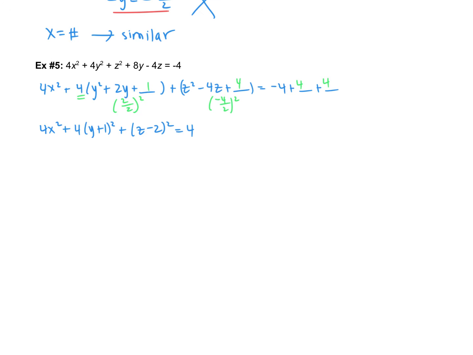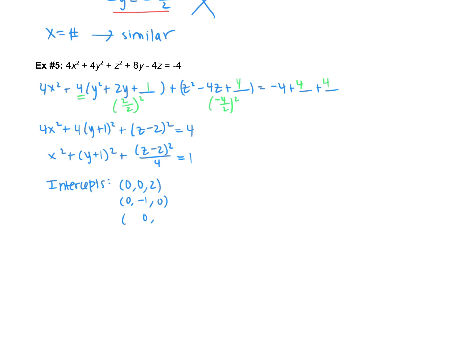Divide everything by 4, so we get x squared, add (y plus 1) squared, add (z subtract 2) squared over 4 is equal to 1. Okay, so now let's talk about some intercepts. If we make x 0 and y 0, z is going to be 2. If we make x 0 and z 0, y is going to be negative 1.